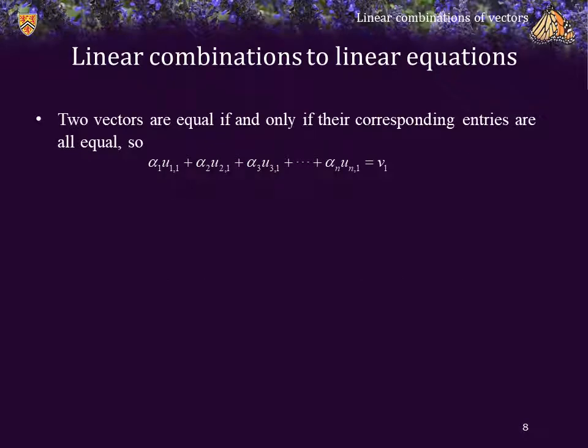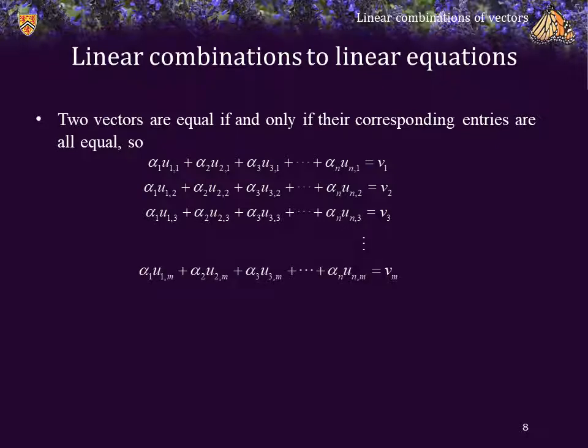Two vectors are equal if and only if their corresponding entries are equal. So, the first entry of each of the vectors yields this linear equation. The second entry of each of the two vectors yields this linear equation. The third entries, and so on and so forth up until the mth entry, as these vectors are in R^m.